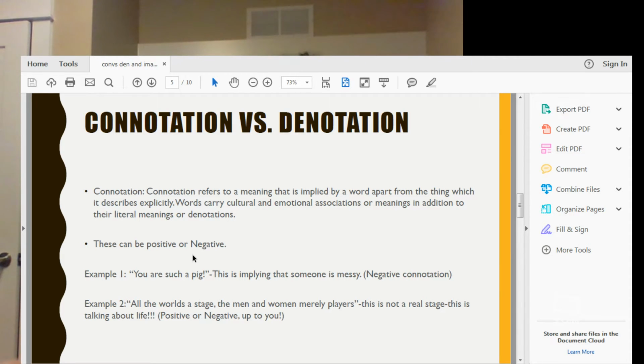Or a second example, and I'll take this really famous Shakespeare quote: "All the world is a stage, and the men and women are merely players." This is not a real stage. This is talking about life. The stage is life. In denotation, I just realized I forgot to put the slide in there, so I apologize. Denotation, quite simply put, is the dictionary definition. So it is what it is. Pen. I am writing with a pen. That's the dictionary definition. Pen is a pen.